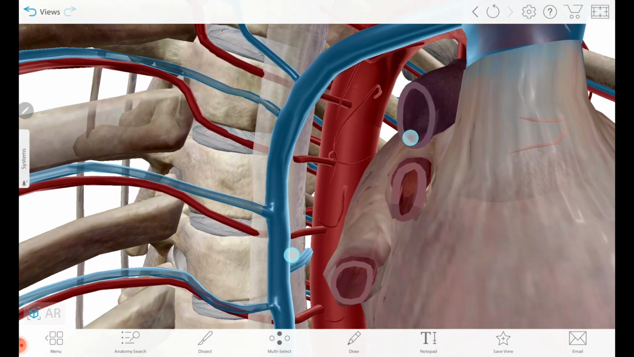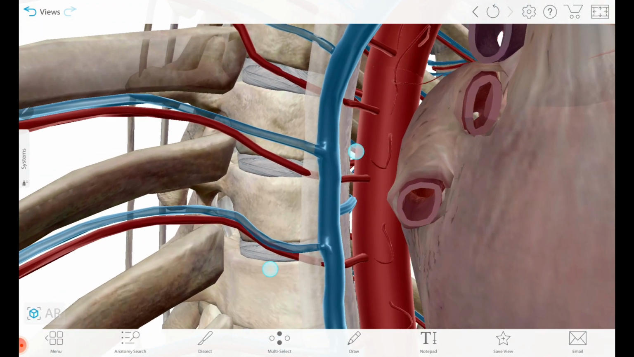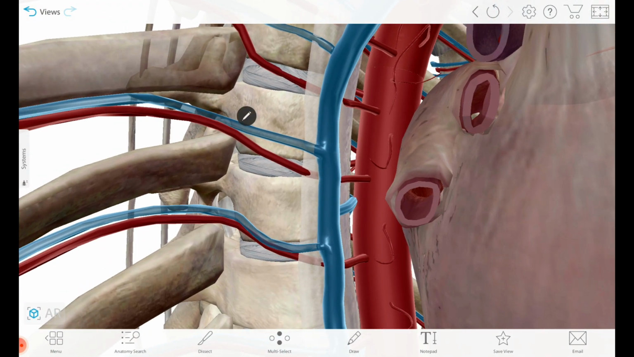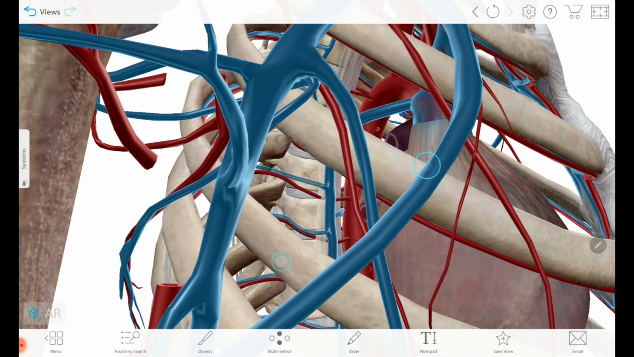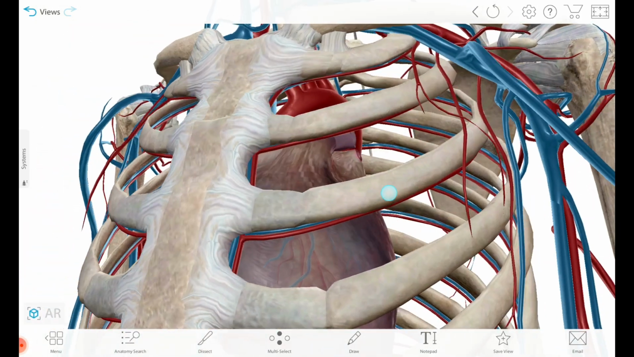Now the venous drainage of the rest of the intercostal spaces, that is from 5th to 11th, is directly into the azygous vein. So we can see these intercostal veins draining directly into this vein, that is the azygous vein. Now we will see the venous drainage of the left side.